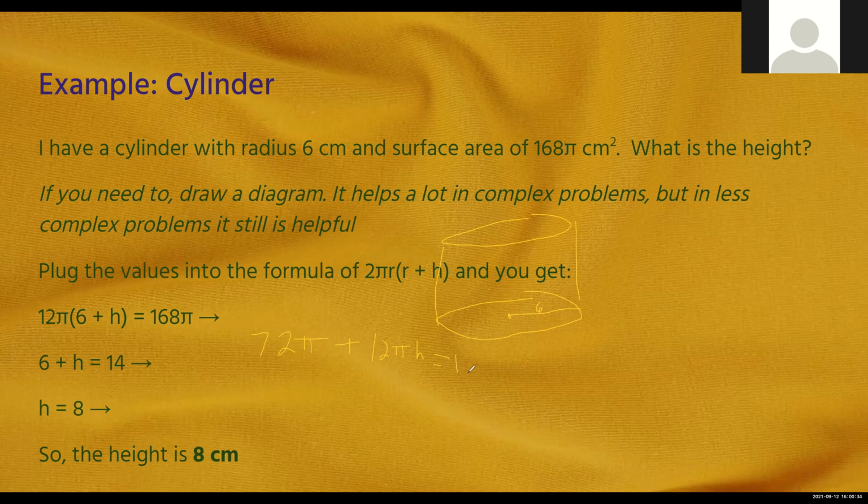So then we just subtract 72 pi from both sides, and we get 96 pi is equal to 12 pi h, right? So we can divide both sides by 12 pi, and we get 96 divided by 12, which is equal to 8.